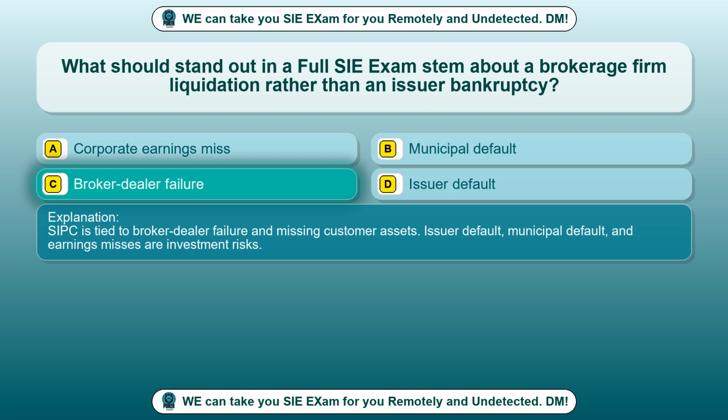SIPC is tied to broker-dealer failure and missing customer assets. Issuer default, municipal default, and earnings misses are investment risks.